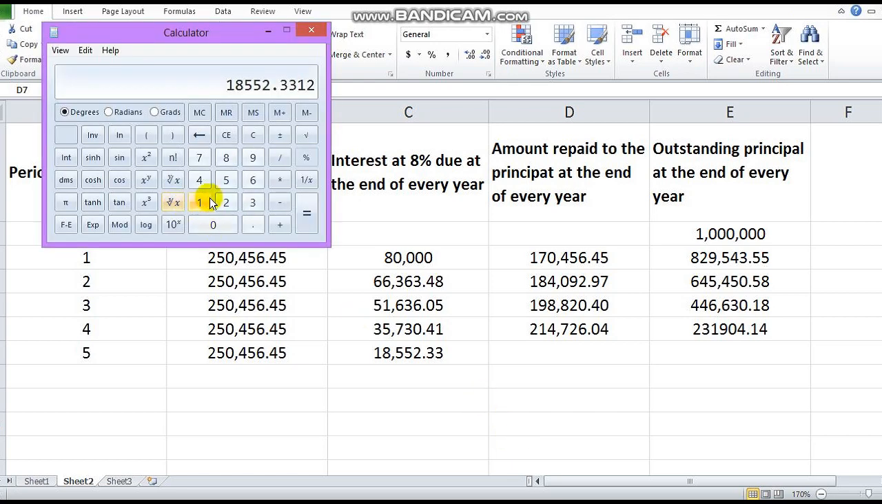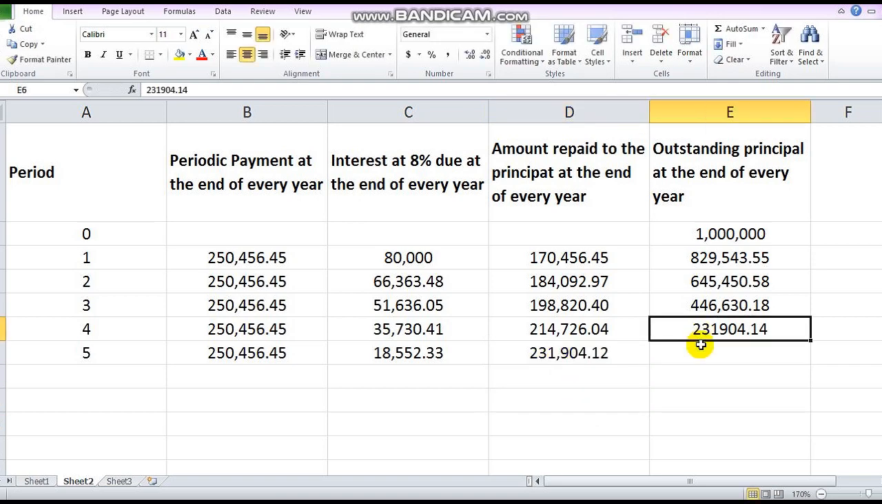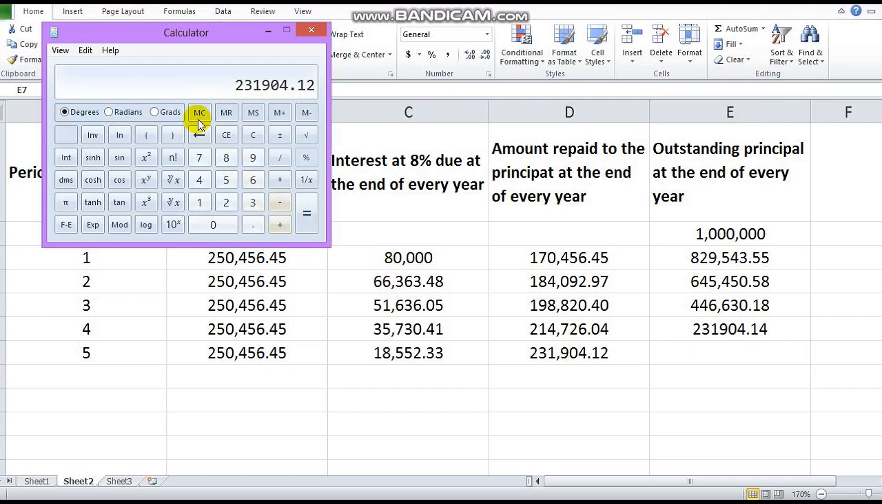So the amount repaid would be 250,456.45 minus 18,552.33. That will be 231,904.12. So if we subtract it, we're going to have 231,904.14 minus 231,904.12. As you can see here, there will be a discrepancy of 2 centavos.